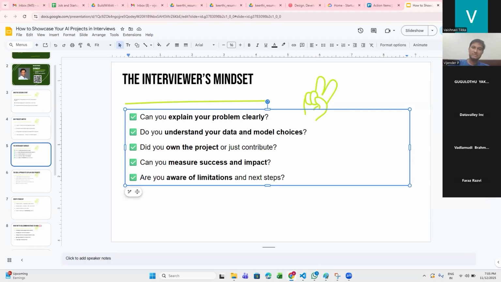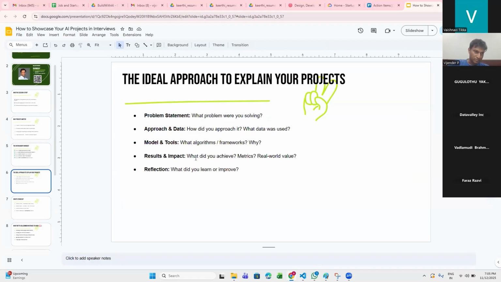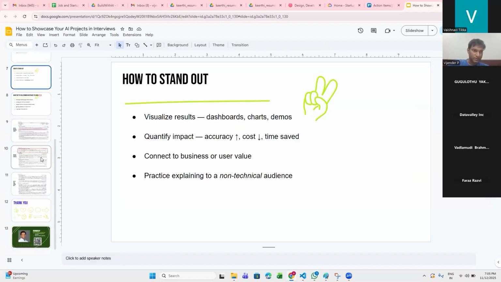So, can you measure success and impact, right? The other thing, which is most important, is how do you measure the success and impact? Most of the projects, like if you see the project that I took over here, right?